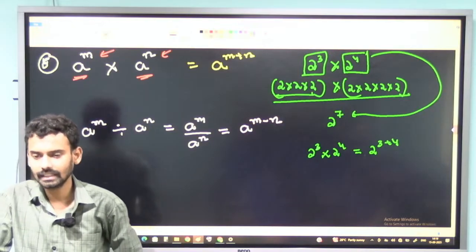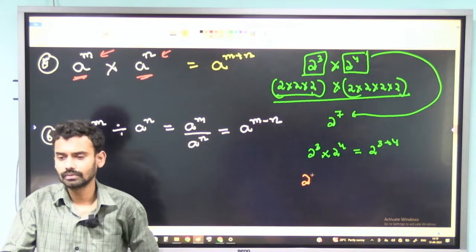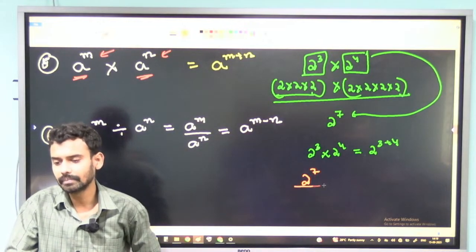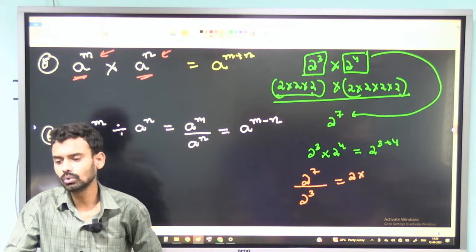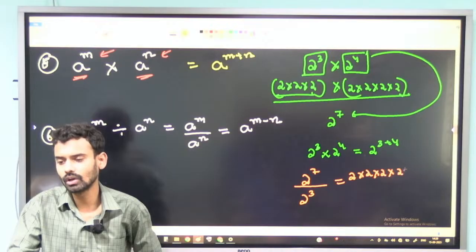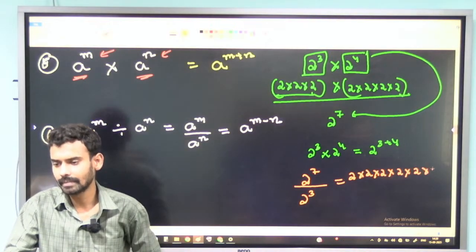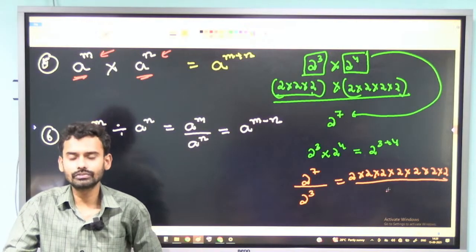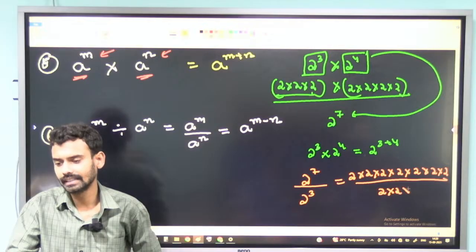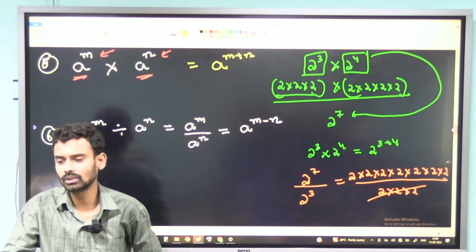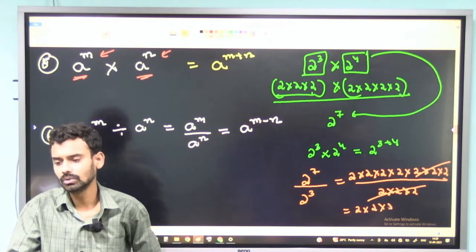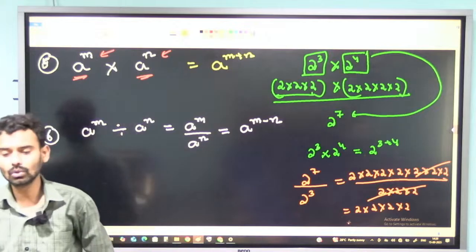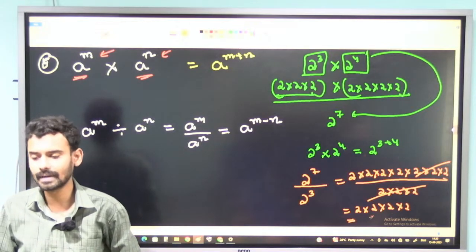For example, if I consider 2 to the power of 7 divided by 2 to the power of 3. 2 to the power of 7, I can simply write as 2 into 2 into 2 multiplied for how many times? We are multiplying it for 7 times. Divided by 2 to the power of 3 simply means we are multiplying 2 for 3 times. Now if I cancel these 3 2's and these 3 2's, I am left with 4 2's, that is 2 into 2 into 2 into 2. And I am multiplying 2 for 4 times, and in exponential format it can be written as 2 to the power of 4.